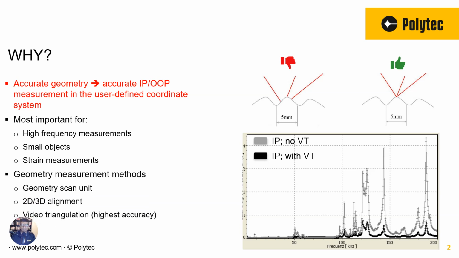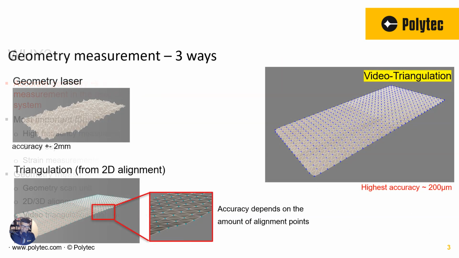There are three ways that I want to talk about today to measure the geometry and hence improve the quality of your overall measurement: geometry scan unit, I'm sure you guys are familiar with it, the 2D and 3D alignment, and then video triangulation. I want to show an example in the next slide.